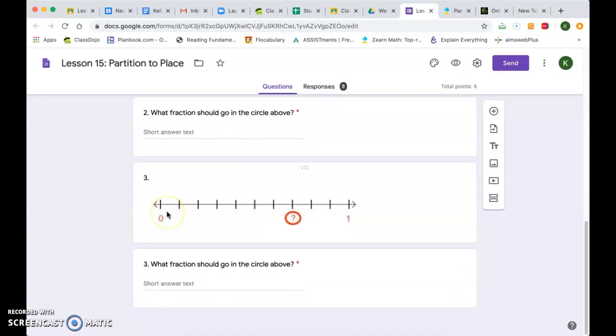Here we got to figure out how many pieces we're working with. 1, 2, 3, 4, 5, 6, 7, 8, 9, 10. We're working with 10 pieces. So this is 0 tenths, 1 tenth, 2 tenths, 3 tenths, 4 tenths, 5 tenths, 6 tenths, 7 tenths is your answer.